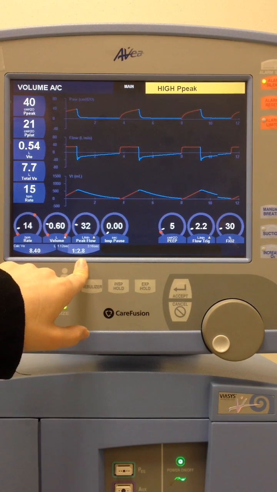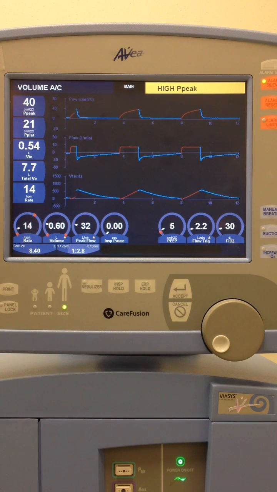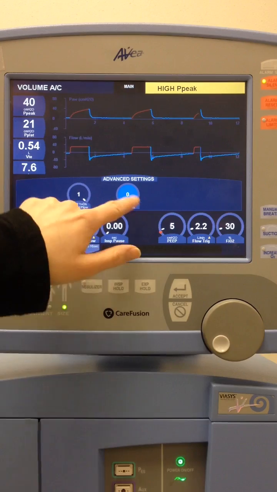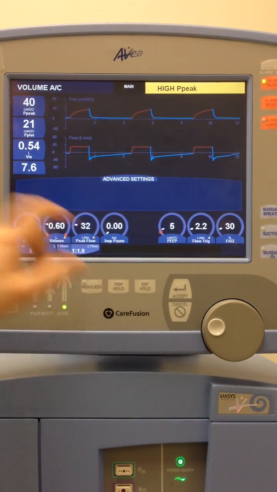So our I/E ratio has changed. Because we're high pressuring, our tidal volume has changed, and therefore our minute ventilation will have changed. So be very cognizant if you are changing your waveform of those changes.